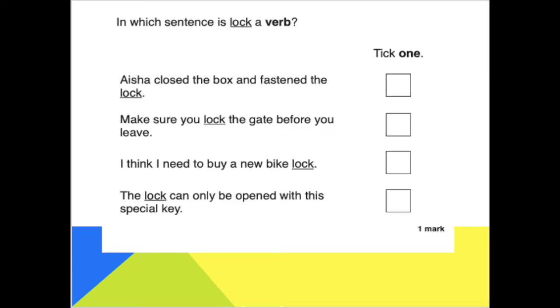Okay, so let's have a look at this question from a punctuation and grammar test. It says, in which sentence is lock a verb? Each sentence uses the word lock. You'll see it there underlined, but only one of them uses the word lock as a verb. So you need to look very carefully, think about the word. Is it used as a noun or a verb? Okay, have a look and make your choice.